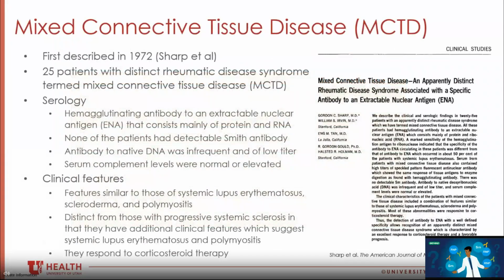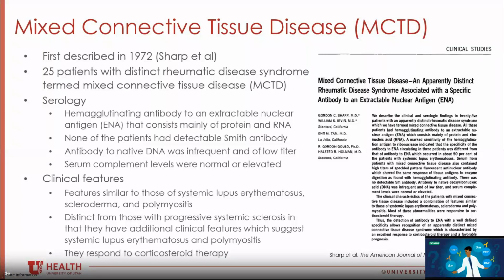Before discussing the results of this case further, let me provide you some background on mixed connective tissue disease and RNP antibodies. Mixed connective tissue disease was first described in 1972 by Sharp et al. in a group of 25 patients whose sera contained a hemagglutinating antibody against an extractable nuclear antigen, or ENA, that consisted primarily of protein and RNA.